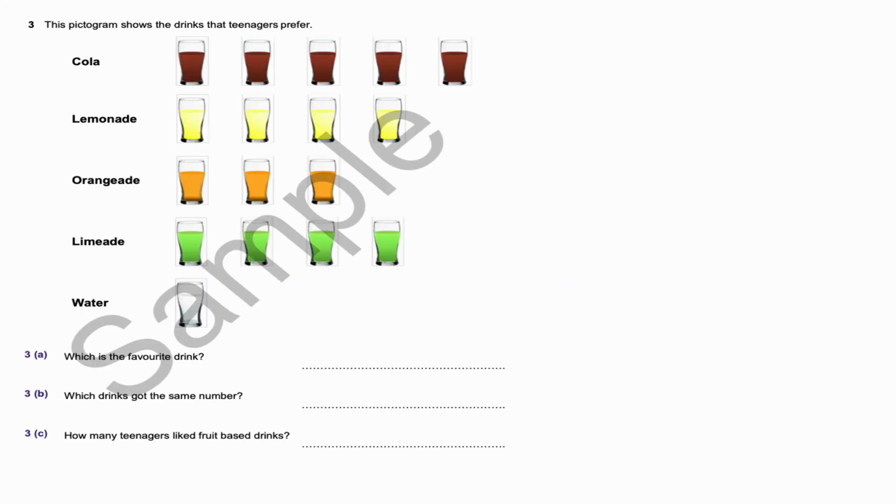Okay. Right, last question, I believe. This pictogram shows the drinks that teenagers prefer. Part A, which is the least favourite drink? Well, the least favourite one is going to be water because that has the least frequency. Which drinks have the same number? Well, it's lemonade and limeade. Okay, now the next one's slightly trickier.